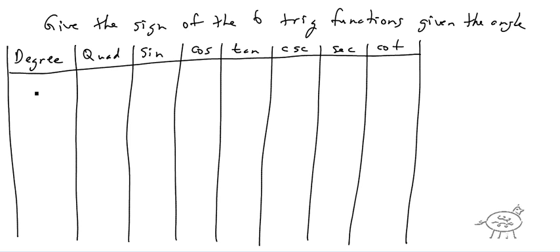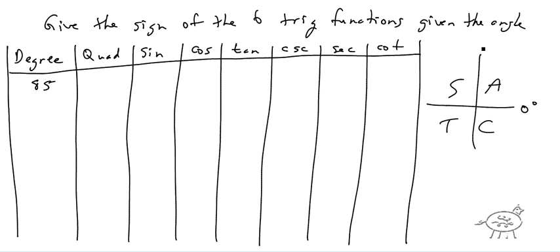Okay, so let's try the first one, 85 degrees. Let's put a little chart here too. I think that's really handy. All students take calculus. Well, let's put here, this is 0 degrees, this is 90 degrees, this is 180 degrees, and this is 270 degrees, just to help you remember that. So 85 degrees is in the first quadrant, and they're all positive. Everything's positive in the first quadrant.